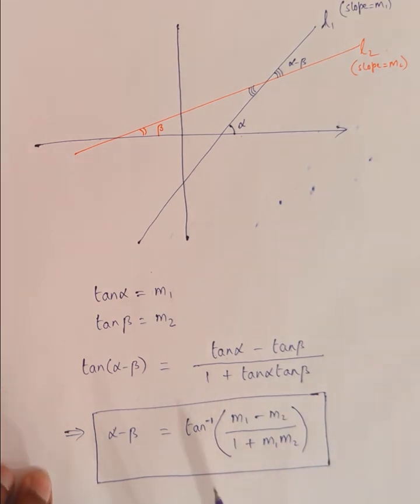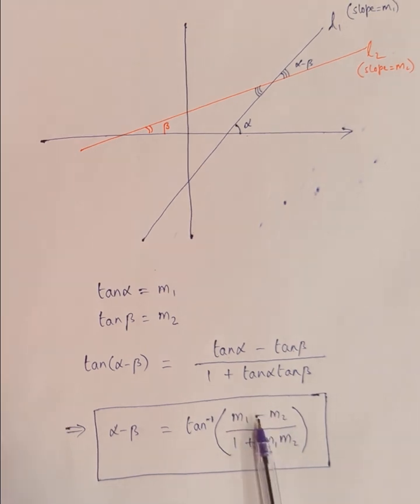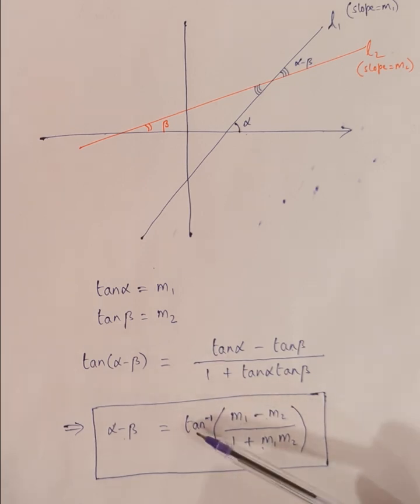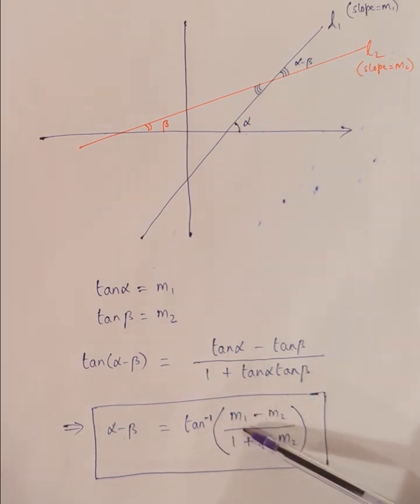And notice, if m1 is equal to m2, you're going to get 0 in the numerator. And tan inverse 0 is 0. So same slopes means the angle between them is 0, or they are parallel. Now, if 1 plus m1 m2 is equal to 0, then you have 0 in the denominator, and that would tell you that this quantity is undefined. And where is tan undefined? At 90 degrees. So whenever 1 plus m1 m2 is 0, or m1 m2 equals negative 1, then those two lines are perpendicular.